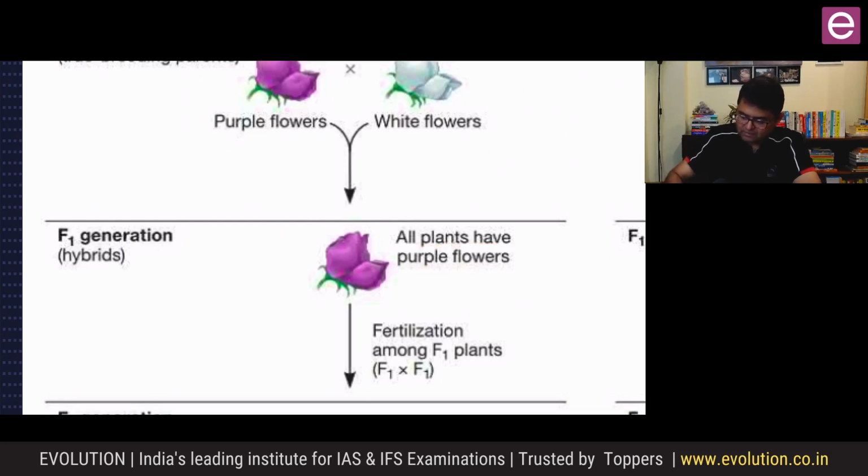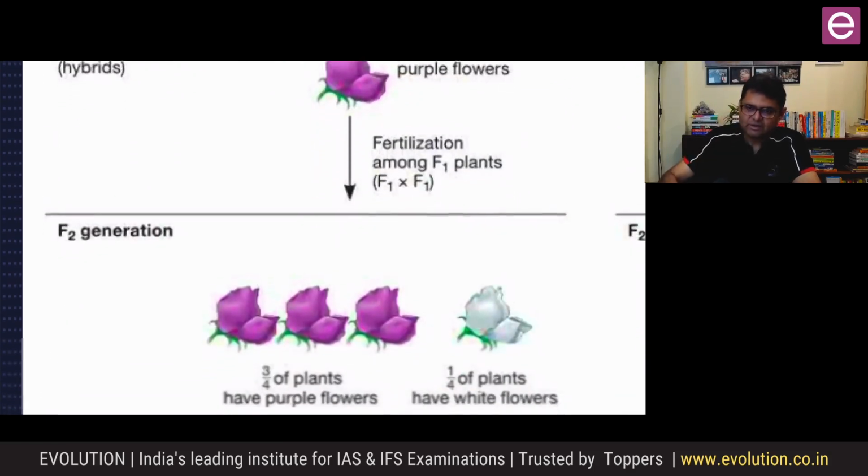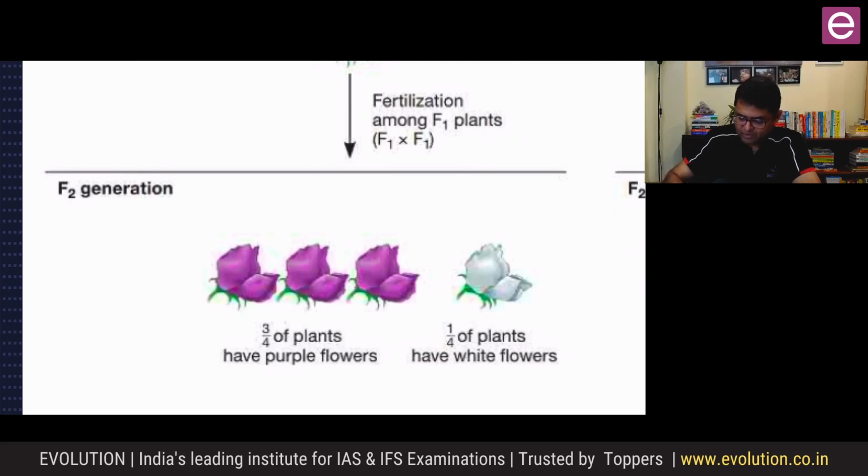And then fertilization among the F1 plants. So this is called selfing. So now the purple flowers which have been generated in this way will be selfed, means among them there will be self-pollination. And then what do you see? You see that 3/4 of the plants display purple flowers and 1/4 of the plants display white flowers.